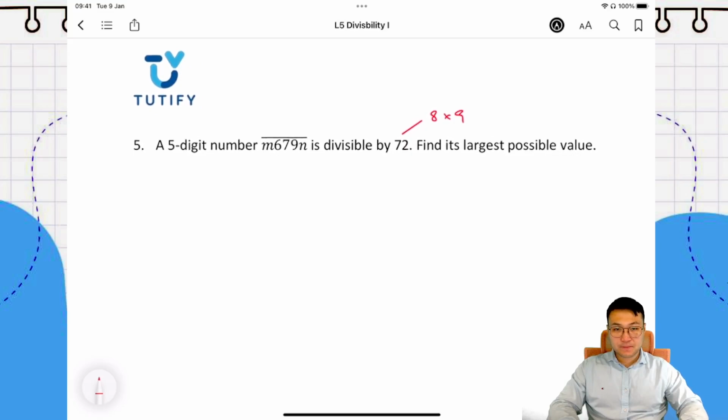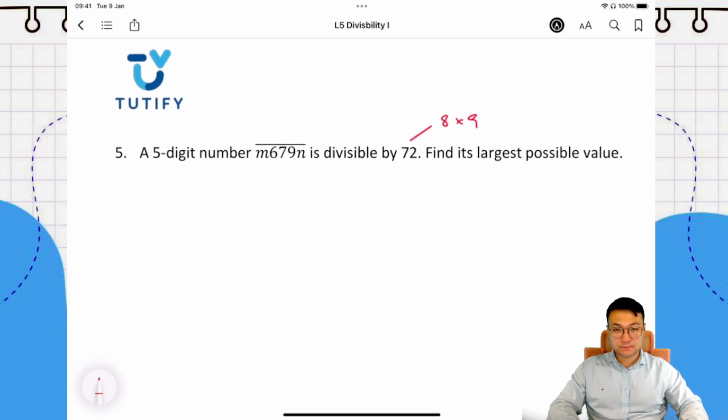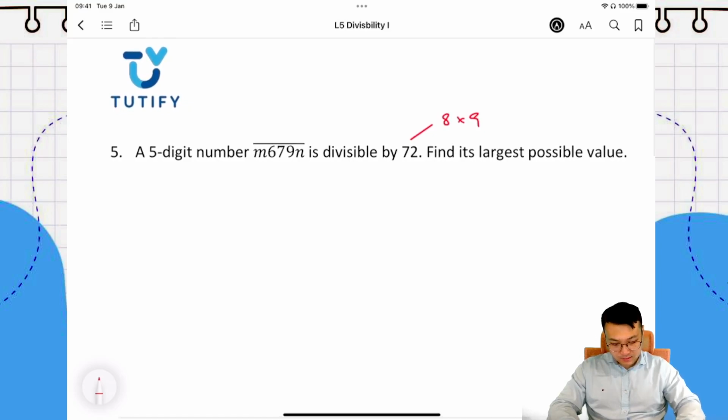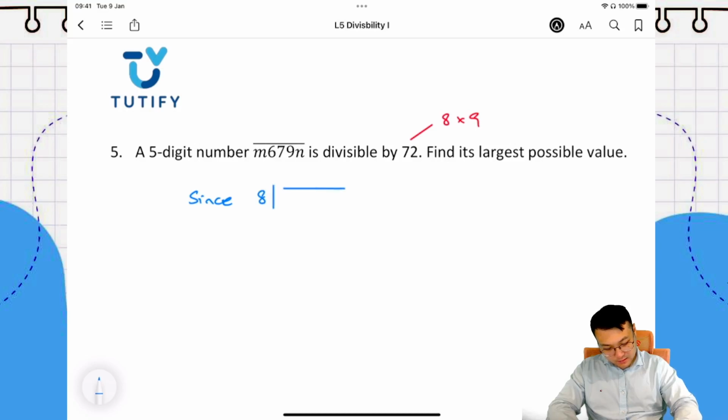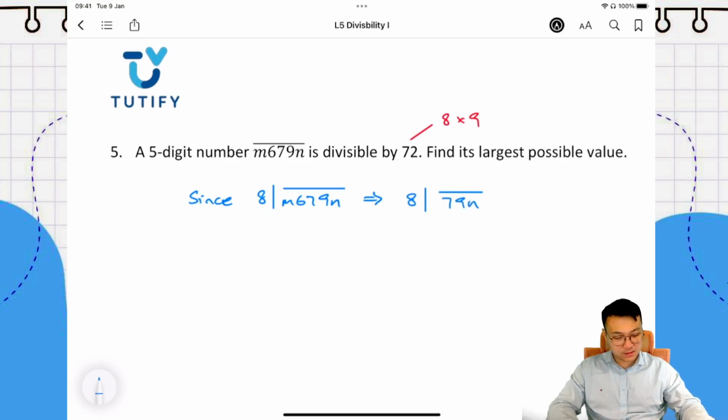To find if it's divisible by 8, you need to observe the last 3 digits of the number. Very good. If those are divisible by 8, then the whole number is divisible by 8. Since 8 must divide the number, the last 3 digits, 7, 9, n, must be divisible by 8. That means 8 must divide 7, 9, n.